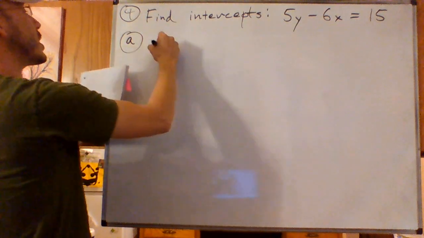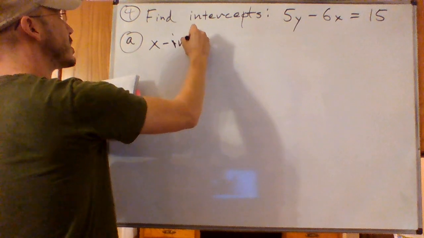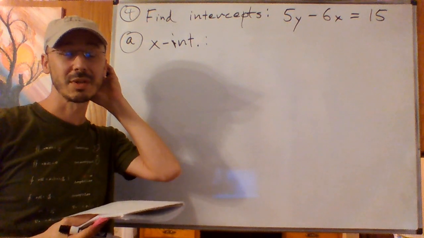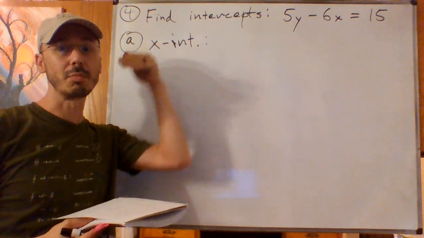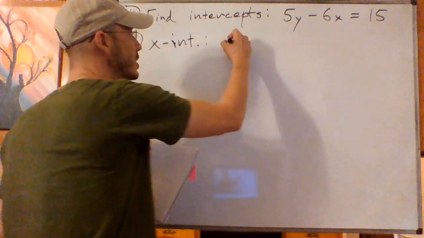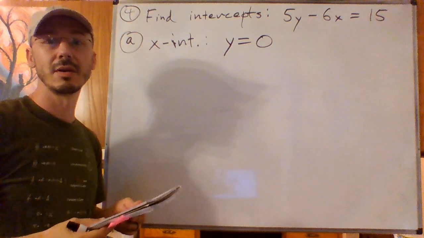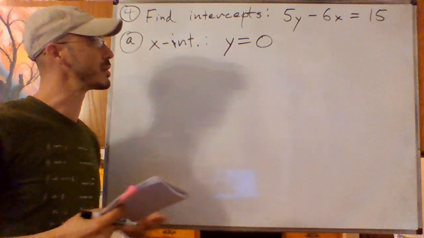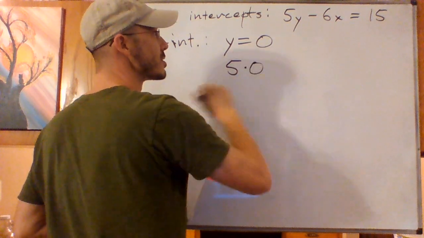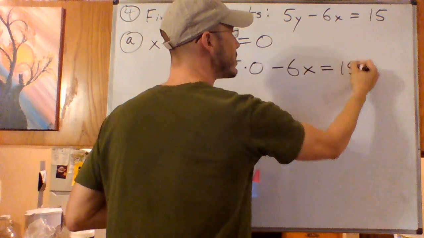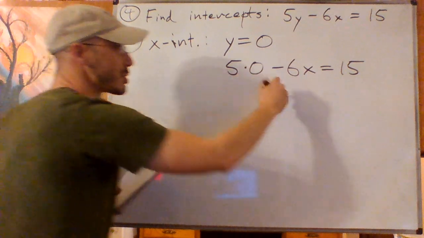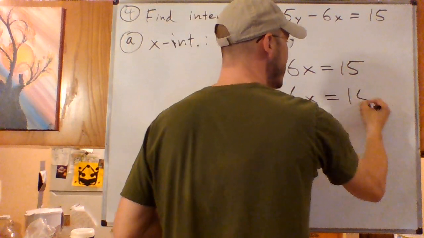For part A, I'm going to find the x-intercept. And I'm going to use the same strategy I did last time. The x-intercept, it's neither above nor below. It's on the x-axis. That means the y-coordinate is 0. And that's what I use to actually find that x value, that x-intercept. So 5 times 0, because y is 0 for the x-intercept, minus 6x equals 15. I can simplify this quickly. 5 times 0 is 0. So this is really just negative 6x equals 15.